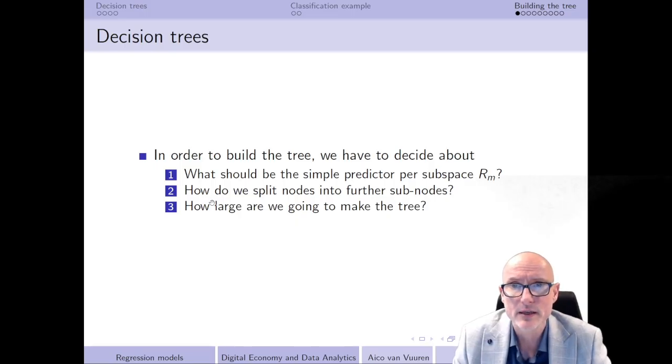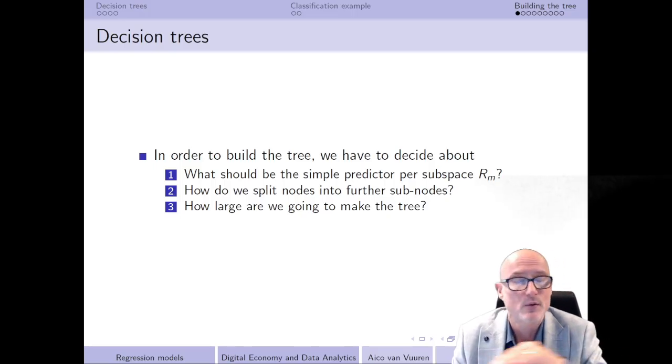Another decision, and that's maybe the most important or at least the most difficult decision to make, is how do we split nodes into further subnodes. So far I have seen that we could actually do these splits. In the two-dimensional case, that meant actually a horizontal split or a vertical split.